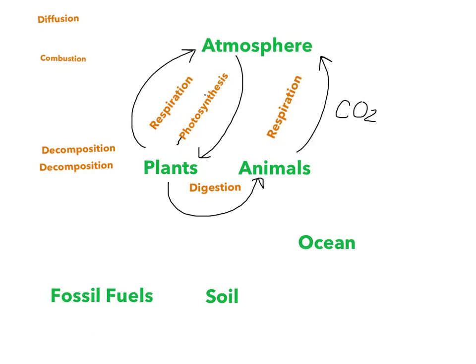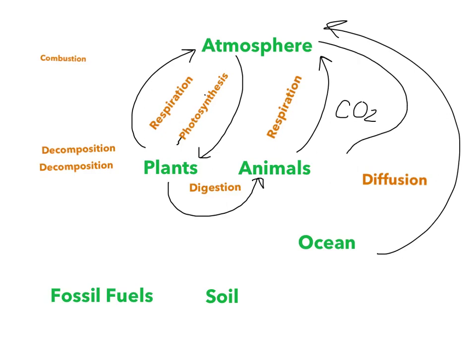Alright, these other places where we store carbon dioxide we need to think about as well. Now the ocean and the atmosphere exchange carbon dioxide back and forth between them, kind of like the plants and the atmosphere do. And that process is something we call diffusion. So it moves from the ocean to the atmosphere, and then also back from the atmosphere to the ocean via this process of diffusion. So it's constantly cycling back and forth between the ocean and the atmosphere as a gas.